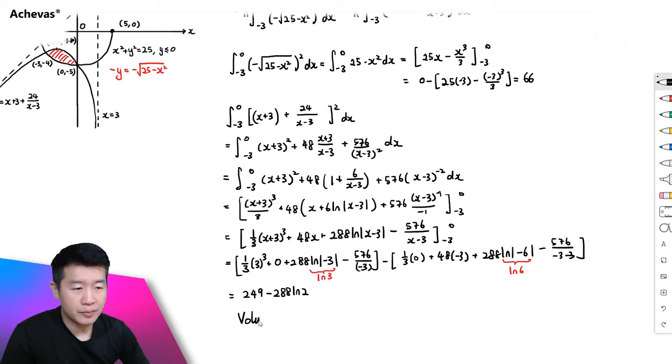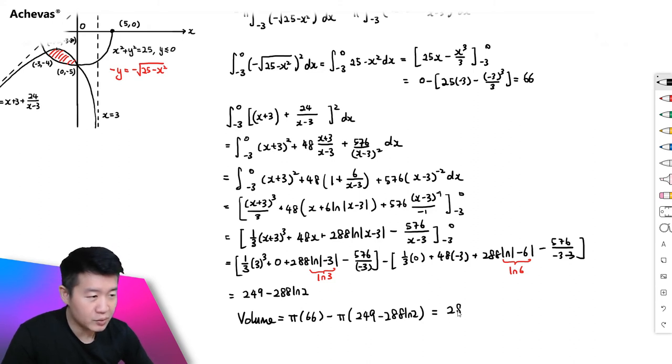So the volume is going to be pi of this integral, pi of 66, minus away pi of this integral, 249 minus 288 ln 2. And your answer will be (288 ln 2 minus 183) pi.